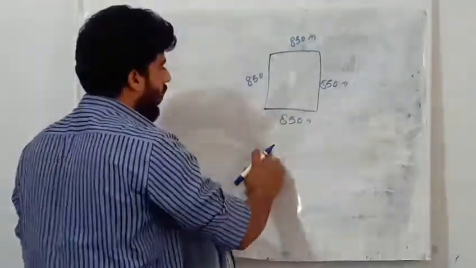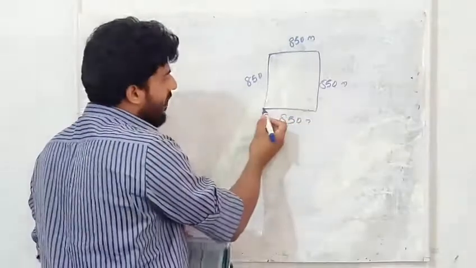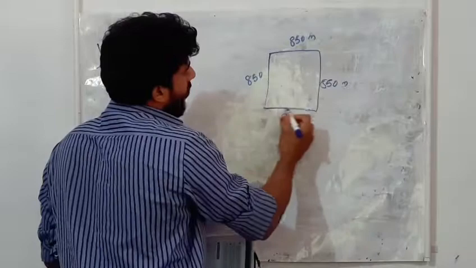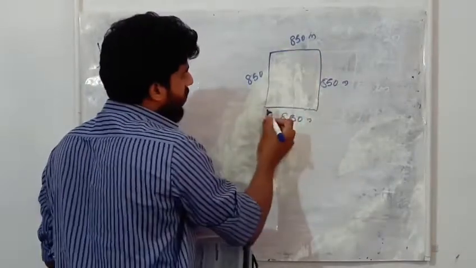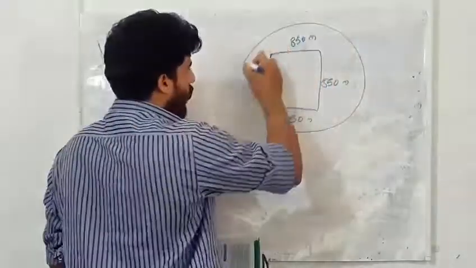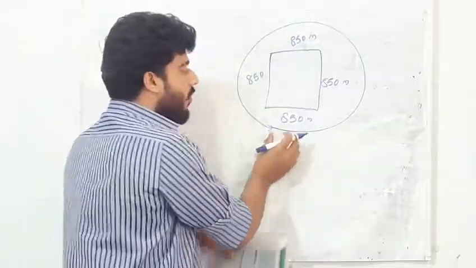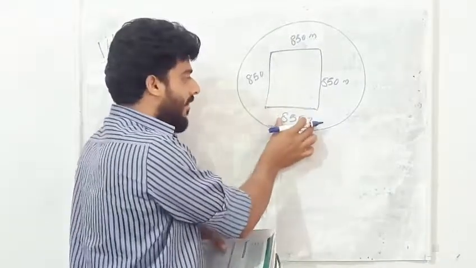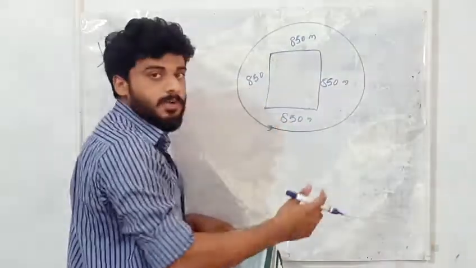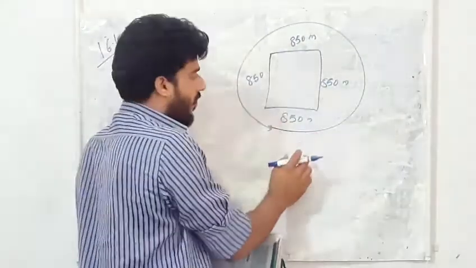How much is one round? First, the calculation will be like this. He started from here and completes 1 side, 2 side, 3 side, 4 side, which makes a round. From here to here makes the first round. So during the first round, he covers 850 meter 4 times, which means the perimeter of the square.